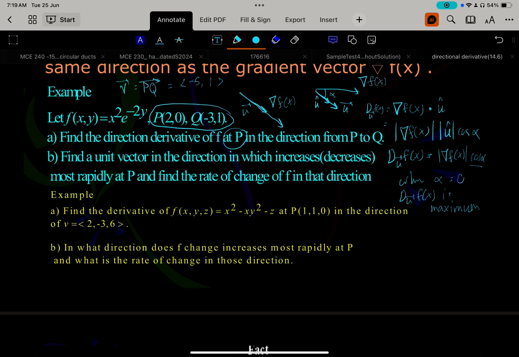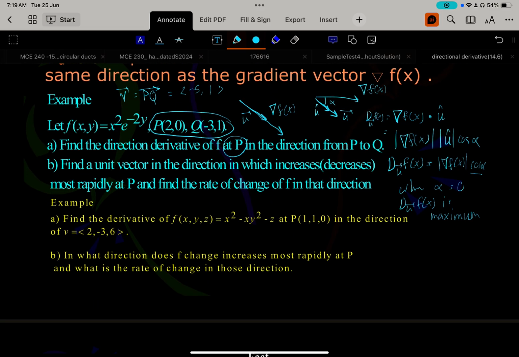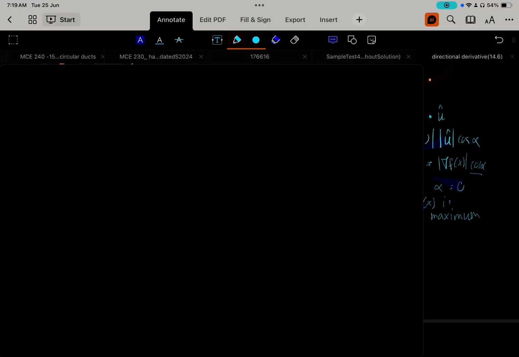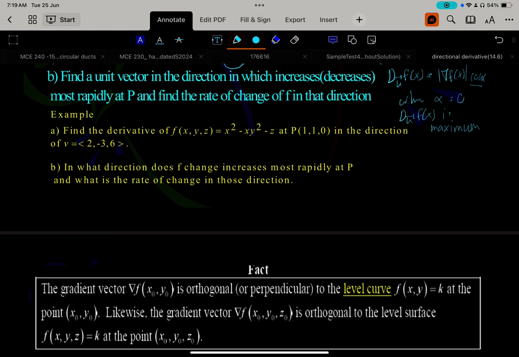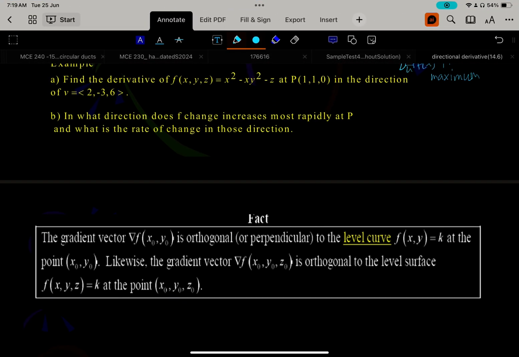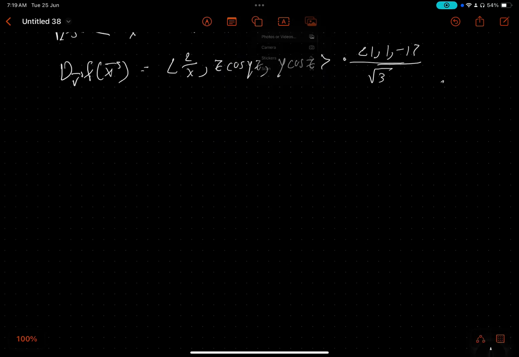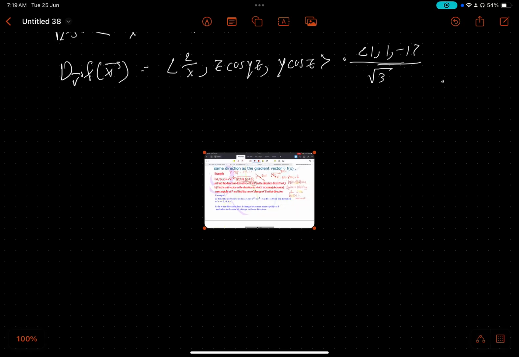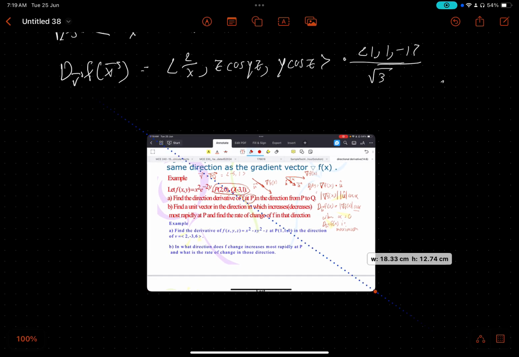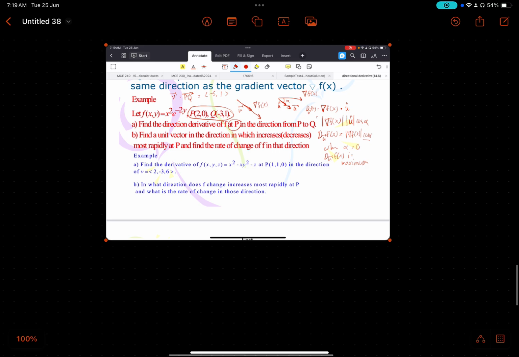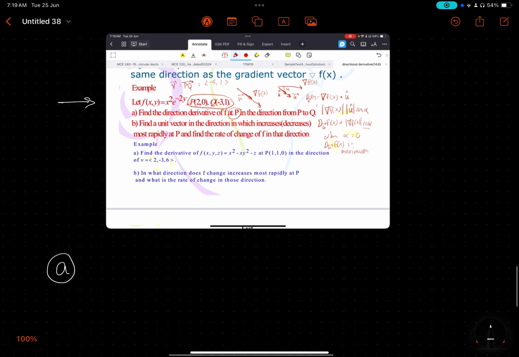Okay, let's try to solve this example. I don't want to take long doing this, but since this is an important example, we need to solve it. So the example is this one, the one in red. This is the example. Okay, so let's solve part A.